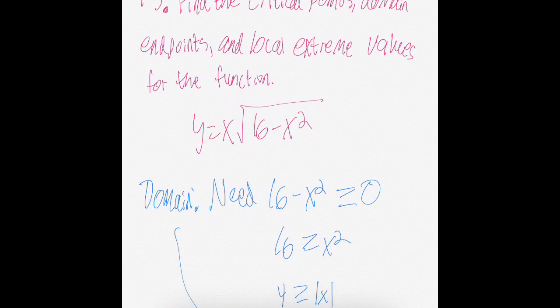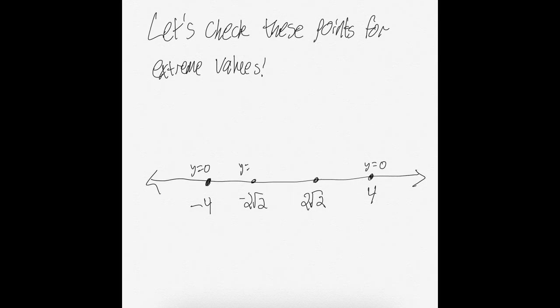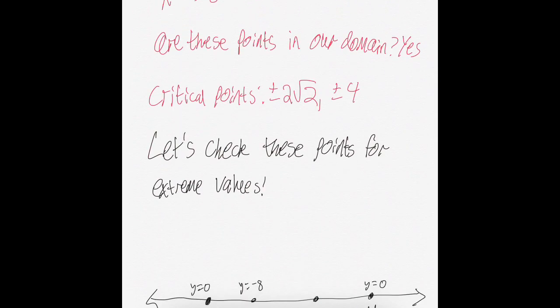Yeah, we need to check these intermediate points. So negative 2 root 2. If I plug that in, so x equals negative 2 root 2, then I'm going to have negative 2 root 2 times the square root of 16 minus 8, because 2 root 2 squared is just 8. So it looks like that's minus 2, and then the 2 in here can multiply through. So minus 2 root 16, and that's minus 8. So here, at negative 2 root 2, I have y equals minus 8.